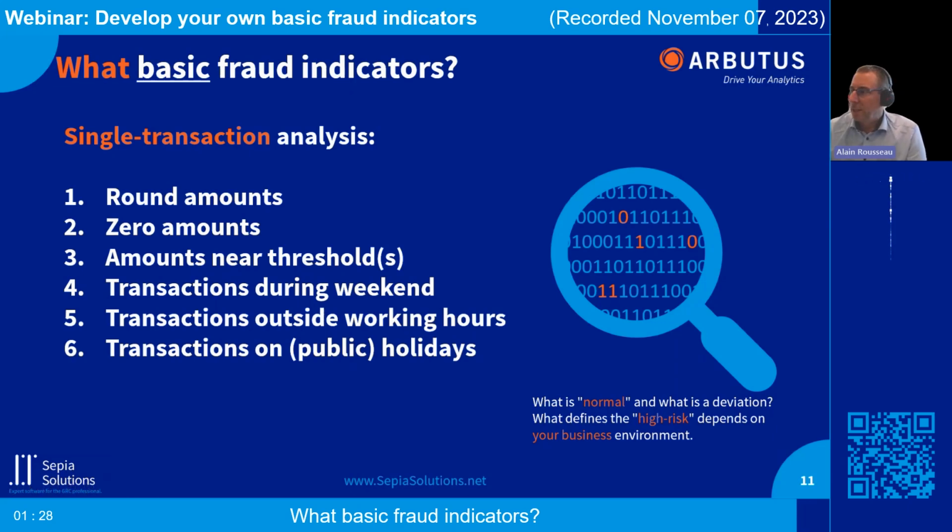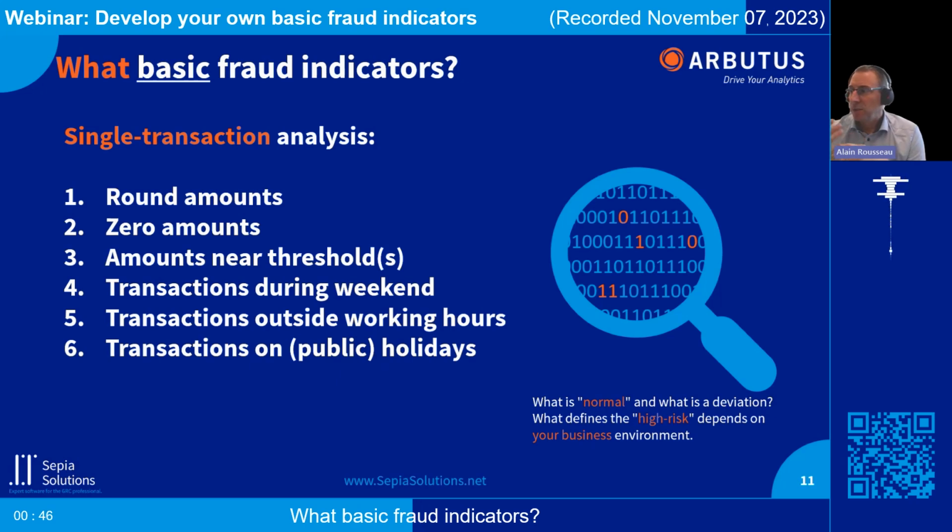So which fraud indicators would I like to illustrate today? Now, these are what I call basic or very simple fraud indicators. One of the reasons that they're so simple is that they are a single transaction analysis. So line per line, record per record, we'll look into the details, rule-based basically. And we'll look at round amounts, 1 million, 10 million, or whatever you find or define as a round amount. We'll look into zero amounts, transactions of 0. Is that normal or not? Again, that depends on your business.